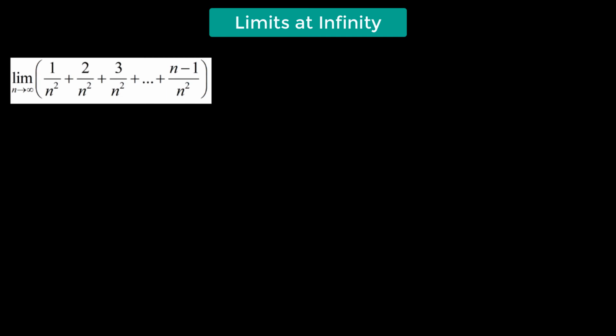So we have to find out the limiting value of the given function when n tends to infinity. So let us rewrite the given function. So here we have the limit n tending to infinity. So we're going to take 1 over n squared as the common factor. So that will leave us with 1 plus 2 plus 3 all the way up to n minus 1. So that means we are adding n minus 1 natural numbers.